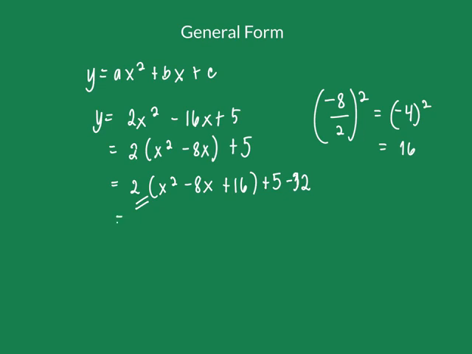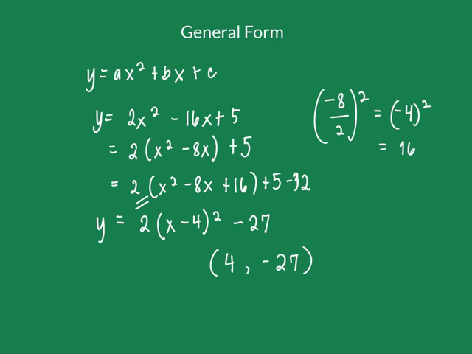So next, rewrite it by factoring the trinomial. So that's going to be y equals 2 times quantity x minus 4 squared minus 27. And there you have it. We already have our vertex form. So we can already tell what our vertex is. And what is our vertex? That's going to be (4, negative 27).